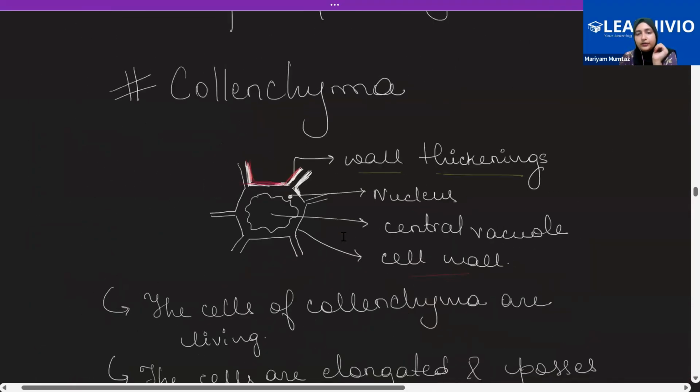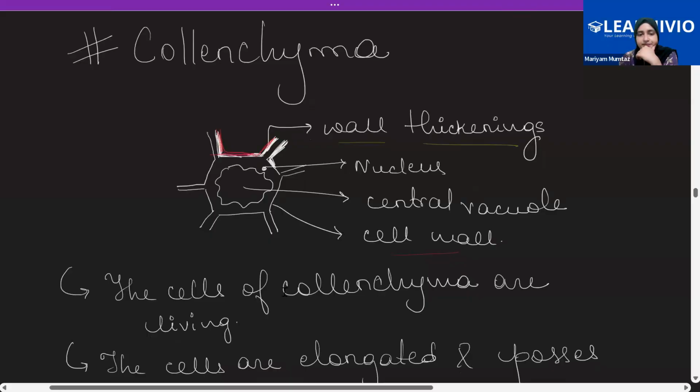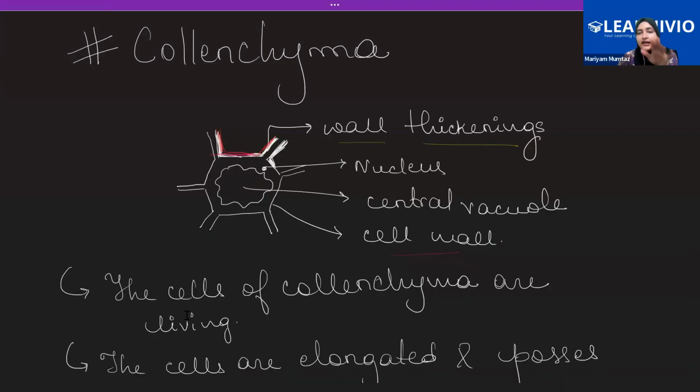So now you people note down the column. Draw the diagrams wherever possible. Wherever I have drawn a diagram, you also draw.